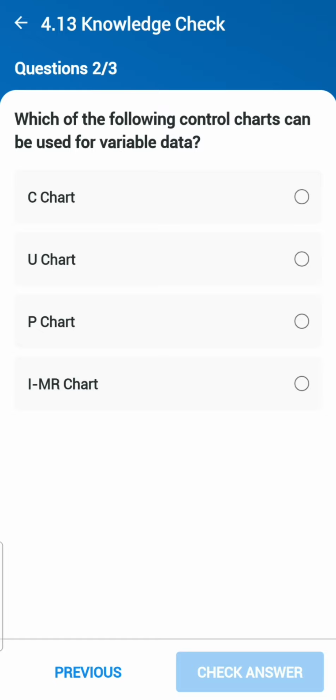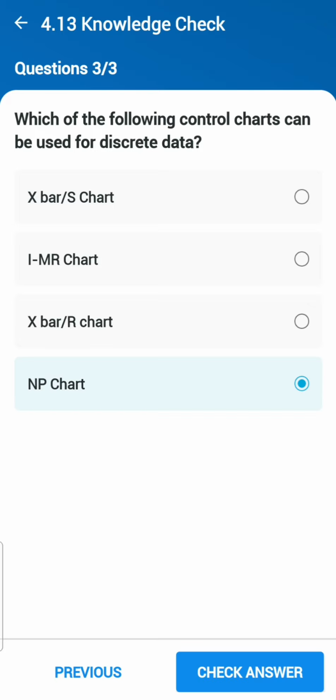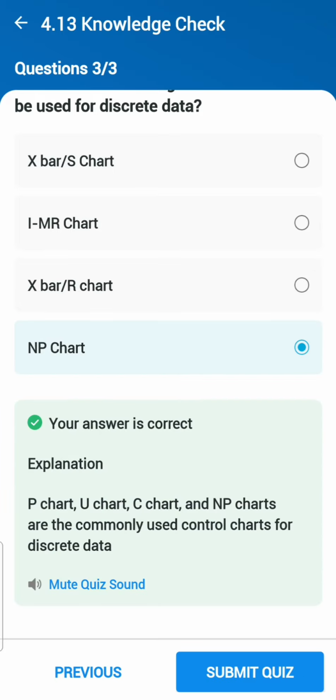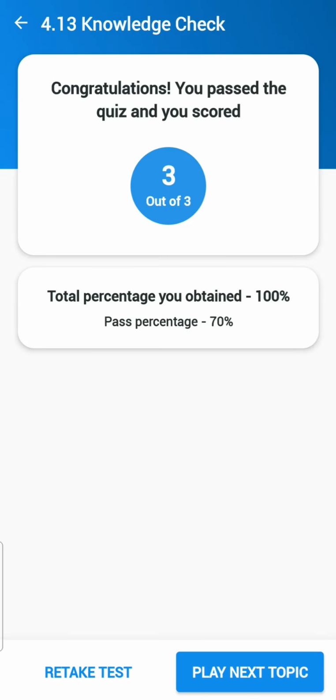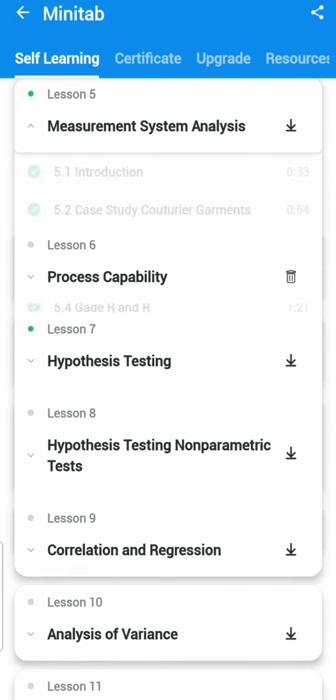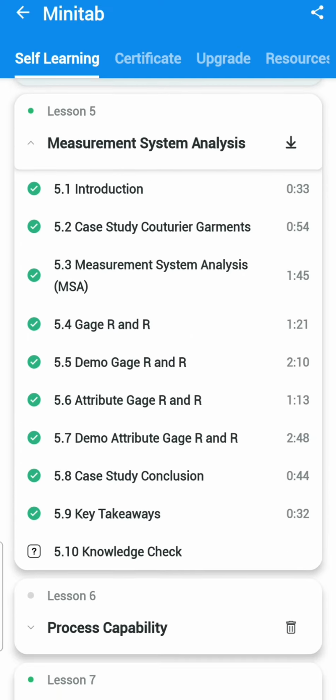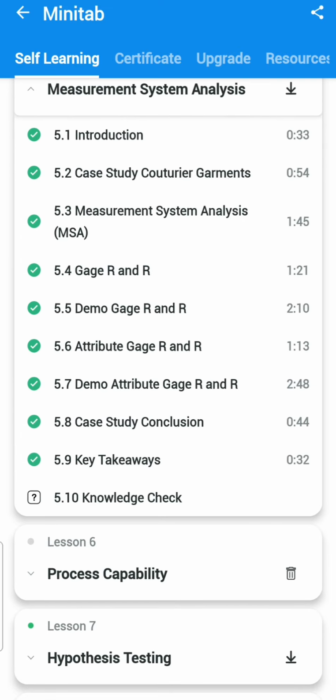And then the next one: which of the following control charts can be used for variable data? When you have variable data, you can use IMR, because the P chart, U chart and C chart are for discrete data. And which of the following control charts can be used for discrete data? The first three are for variable data. NP chart should be the discrete one, like P chart, NP chart, U chart and C chart. Okay, we have already completed the fourth chapter. Let's go to the fifth chapter. The fifth chapter is on MSA. Let's see the questions.